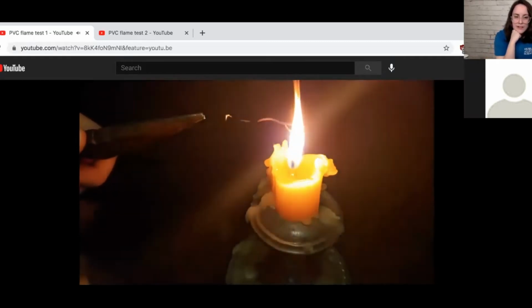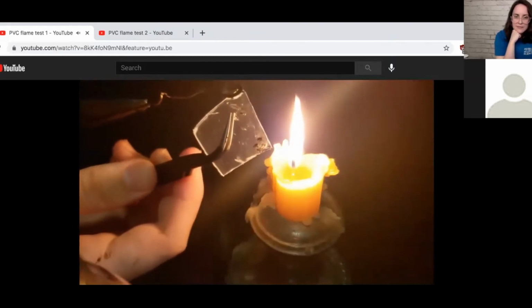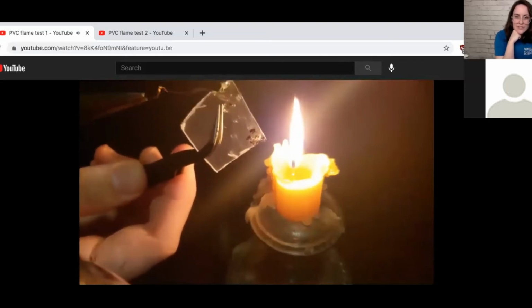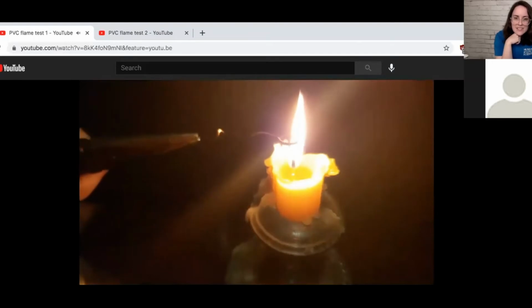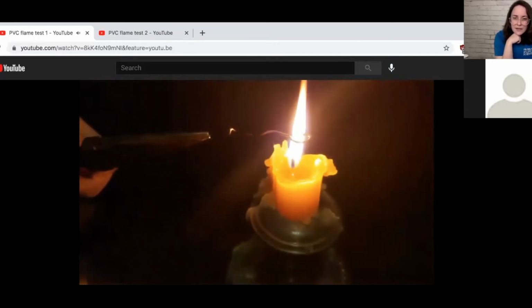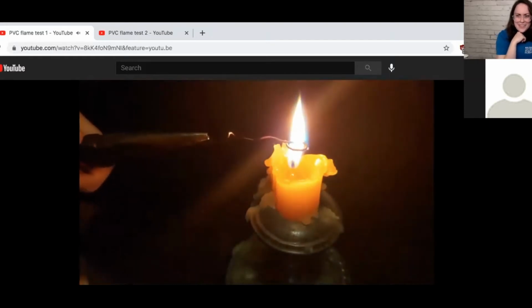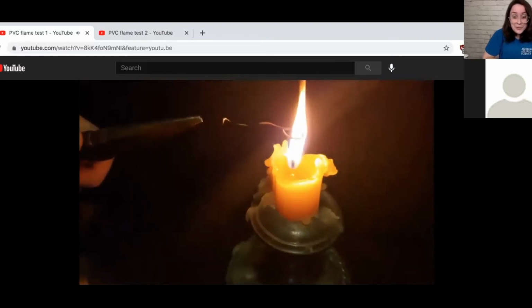So I got my wire nice and hot in the candle, and there's my piece of plastic that I'm testing. And when I touched it, the copper was so hot that it melted a little bit of the plastic. And now I stick it back in the flame. And tell me what you see happening. What do you think? Do you guys see that? Do you see what cool stuff is going on there?